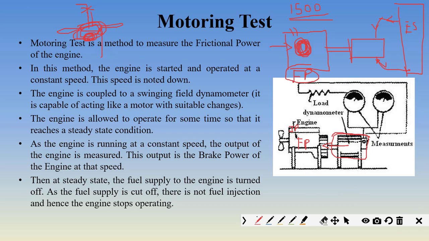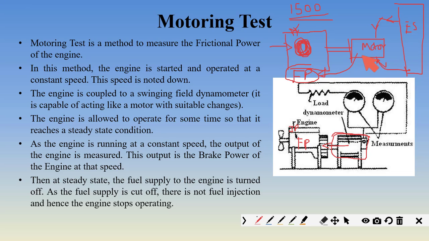That same thing is being done in this case. In this case, the fuel supply to the engine is stopped, but we keep the engine rotating at the same RPM. To keep the engine rotating at the same RPM, what we do is run this motor. And the amount of electric power used by this motor is equal to what? It is equal to the frictional power of the engine.